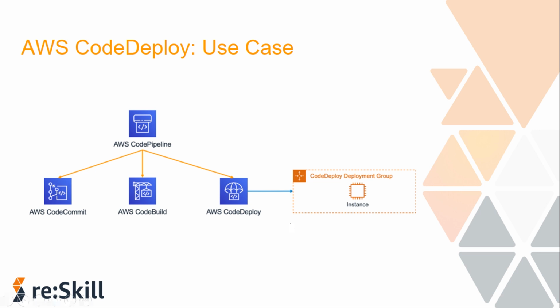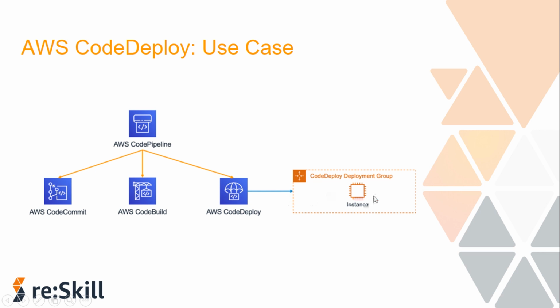I will make a change to the code in the source stage, that is the code commit. Then the pipeline will catch the code from the code commit, and the code deploy will deploy those changes to the application that is hosted on the EC2 instance. Okay, so I'll just make a change here. The pipeline catches the change, the code deploy takes that change and deploys it to the EC2 instance.